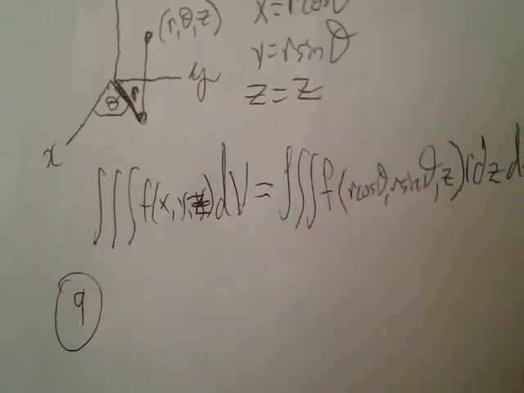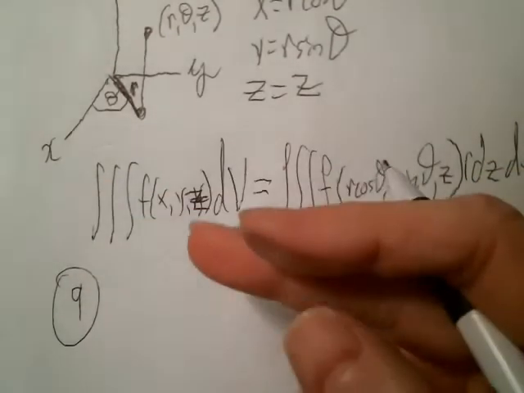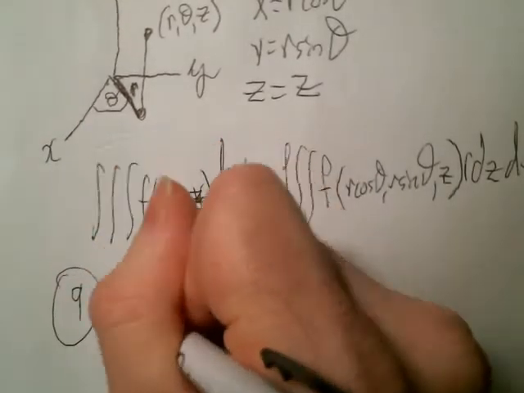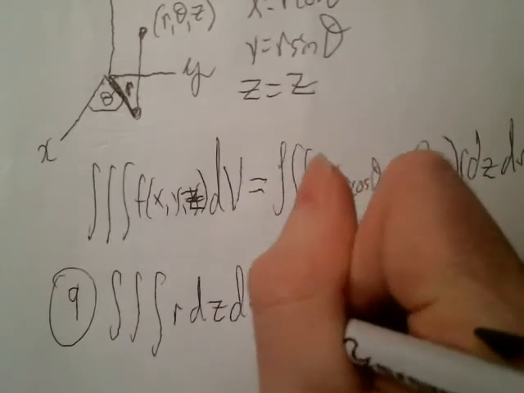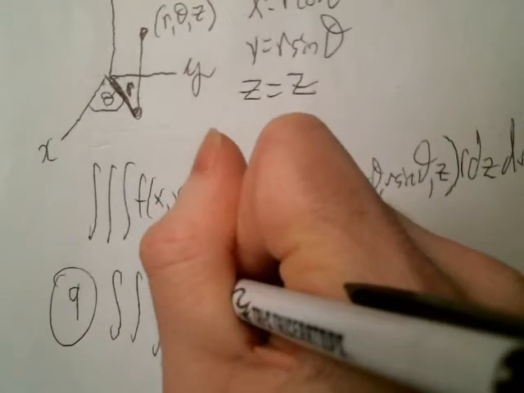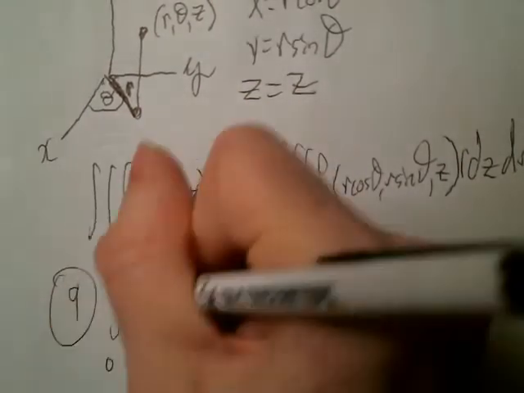But anyways, let's just try to do this one. I think it's easiest just to think of it as a substitution, a u sub. Okay. So you have a triple integral of r dz dr d theta. And I'm going from 0 to e to the negative r squared, and then 0 to 3, and then 0 to pi over 2.